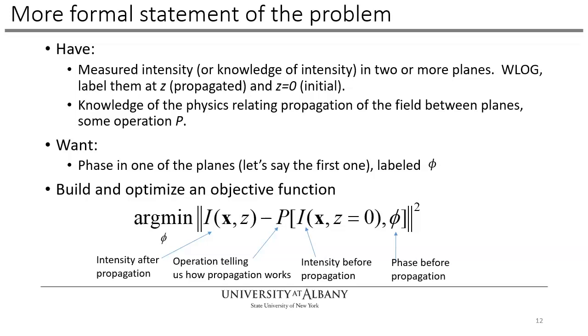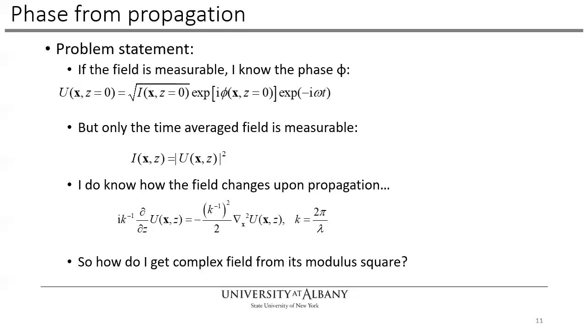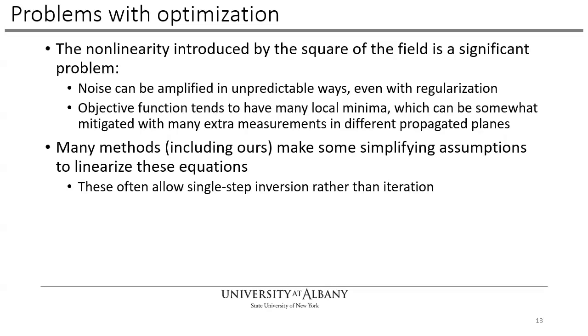The problem is that even if you do that scheme to optimize by gradient descent, this nonlinearity here is a big problem. It becomes a nonlinear equation you're trying to solve, which means it has many local minima. You get caught in those unless you heavily oversample your data, taking many, many measurements to constrain things. The noise can also be amplified in unpredictable ways because it's a nonlinear system.